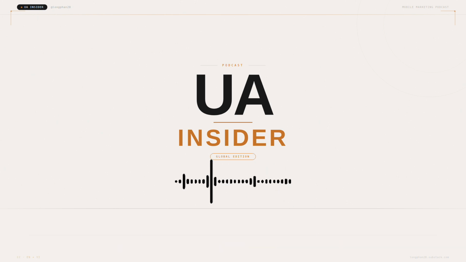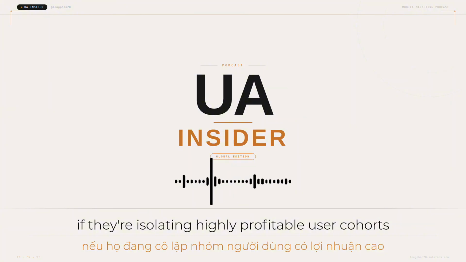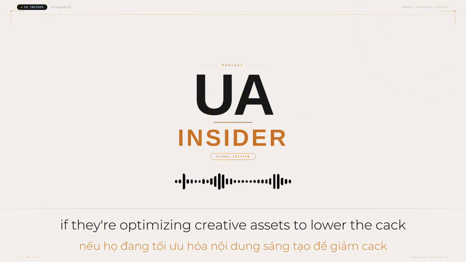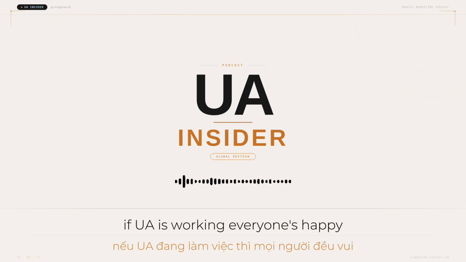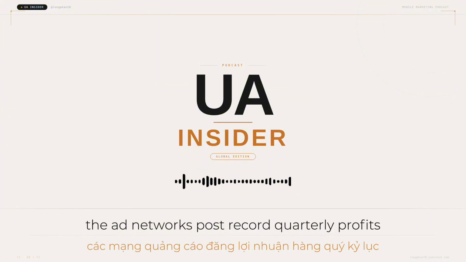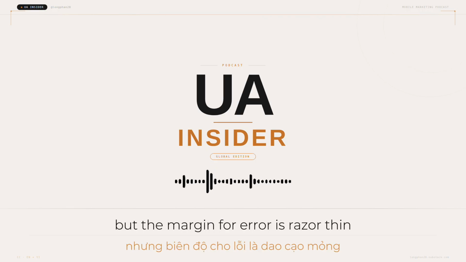It's immense. Because if a UA team is executing flawlessly, if they're isolating highly profitable user cohorts, if they're optimizing creative assets to lower the CAC and scaling budgets efficiently, the entire ecosystem hums. Right. If UA is working, everyone's happy. The developer pays their engineers, the ad networks post record quarterly profits, the platforms collect their 30% tax. Everyone eats well. But the margin for error is razor thin, isn't it?